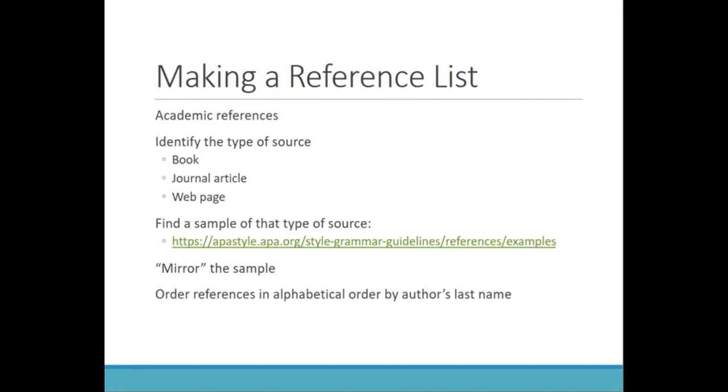So generally the strategy that you need to use is first identify the type of source that it is. Is it a journal article? Is it a web page? Is it a book? Again, most of your sources will be journal articles. Then you want to find an example of that type of source. So the APA style guide online is a great example. You can look in your APA manual if you have it. You can look on Purdue OWL. But the simplest thing is to find a correctly cited example and mirror that sample.